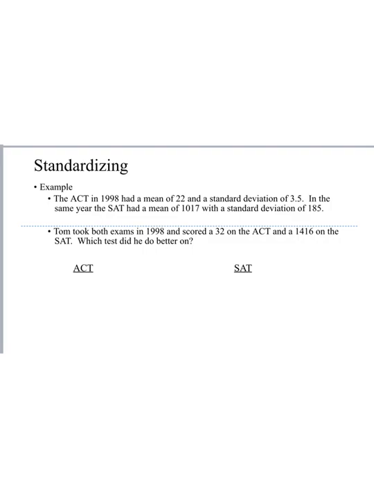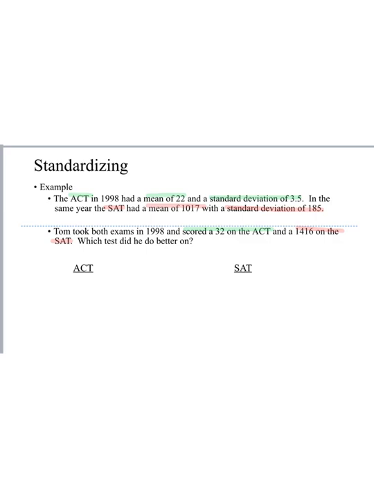Well, we can highlight a few key things. Note we have ACT, mean of 22, standard deviation of 3.5. For SAT, notice we have a mean of 1017 and a standard deviation of 185. We also know that Tom scored a 32 on the ACT in 1998 and scored a 416 on the SAT, and I want to find out what test he did better on.